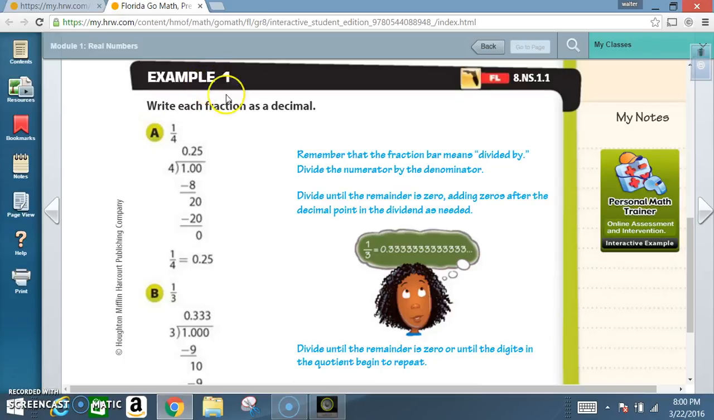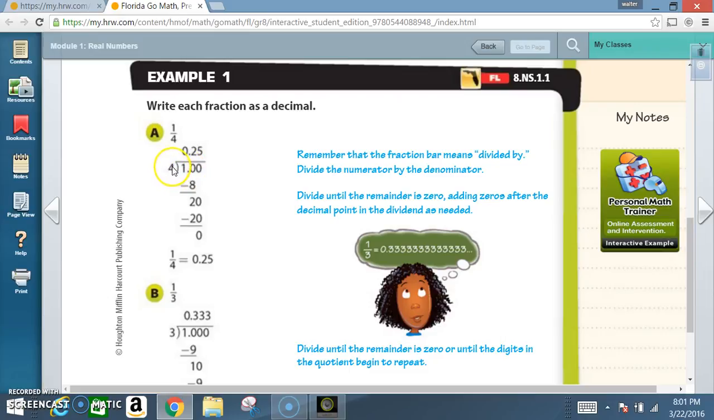Okay, let's take a look at example 1. Write each fraction as a decimal. A, 1 over 4. How do we write that as a decimal? Remember that the fraction bar means divided by. So we're saying 1 divided by 4. Divide the numerator by the denominator. The denominator goes on the outside, numerator goes on the inside. You add your decimal point and then add zeros. Then you ask, how many times does 4 go into 10?